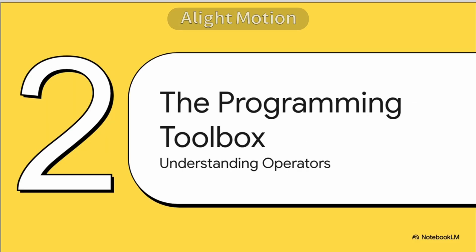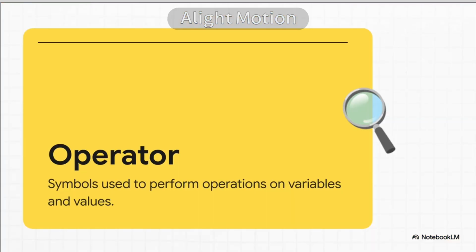Okay, so we've got our materials, and they're all sorted out into their nicely labeled bins. Now what? Well, now we need the tools to actually do something with them. So, welcome to your programming toolbox. Let's talk about operators. Operators, these are your hammers, your screwdrivers, your measuring tapes. They're just simple symbols that let you add stuff, compare things, and really manipulate your variables in any way you need. They are literally the action words of your digital blueprint.